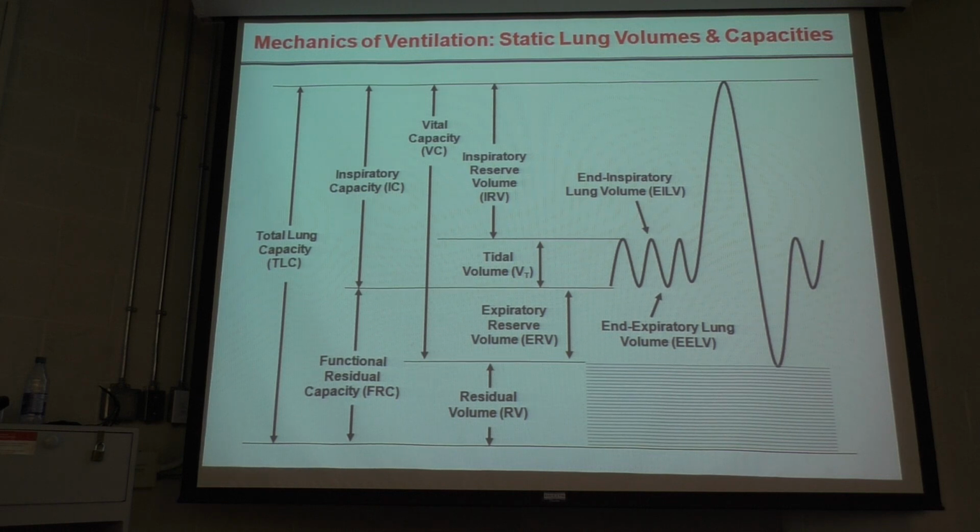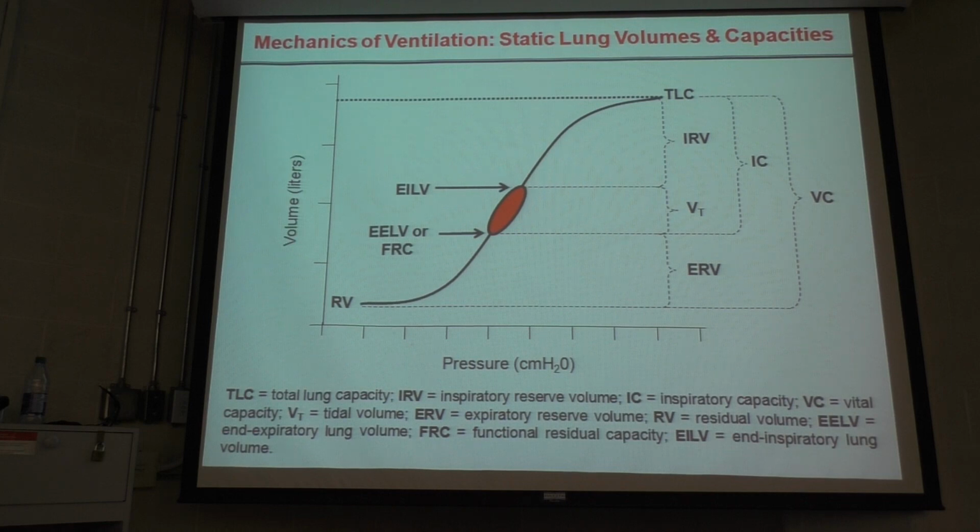So, here's our spirogram. Now, let's translate all of those volumes and capacities back onto the pressure volume curve, and then subsequently into a flow volume curve. Okay? So again, residual volume, as we showed before, is all the way down here when our lungs are completely empty. Total lung capacity is up here when our lungs are completely full. This is our tidal volume breath. So here is a breath out on this arm of the curve. Here's a breath in. Our end inspiratory lung volume, our end expiratory lung volume, or functional residual capacity.